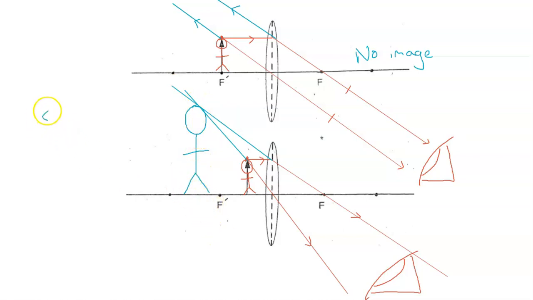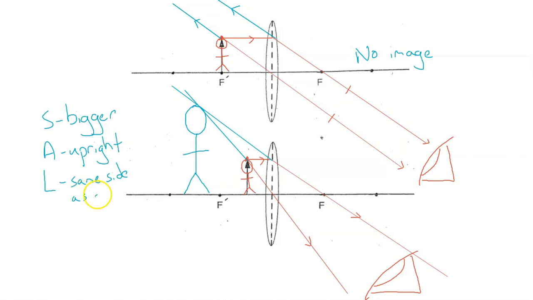Okay, so if we did SALT, size, definitely bigger. And this is what a magnifying lens is. Attitude, upright. Location. For location, I'm just going to say the location of the image is on the same side of the lens as the object. So I'm just going to write same side as object. And the type, because those light rays don't actually intersect and we needed our brain to imagine them going backwards and intersecting, this is virtual.